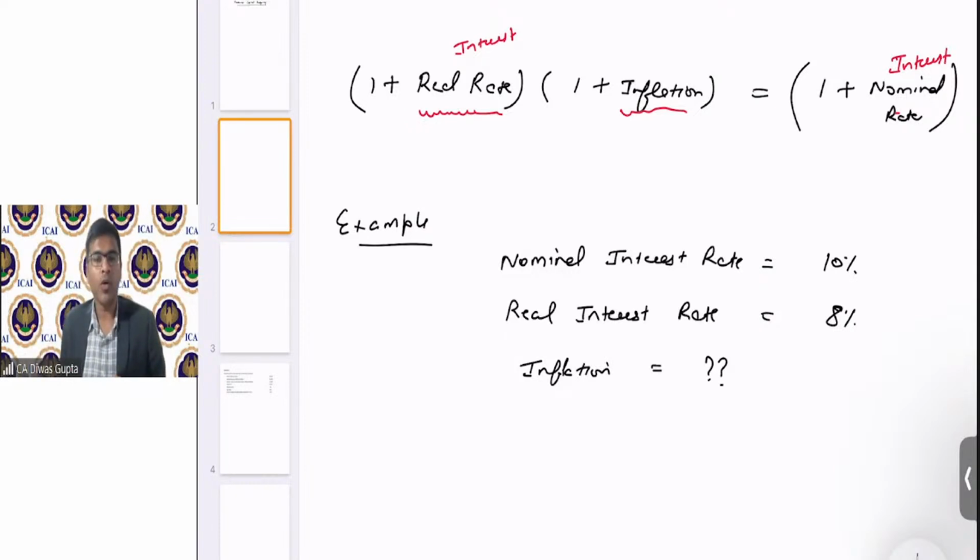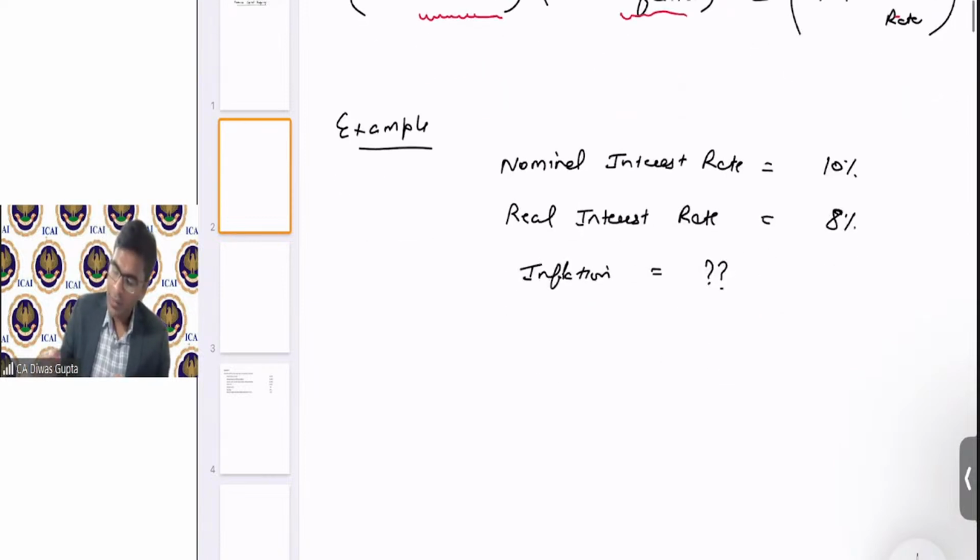Can you help me find out what is inflation? So very easy, very simple. If we apply the first method, we just take a difference. So the inflation will be very good, Kirti, 2%. Basis our first method, it will be 2%.